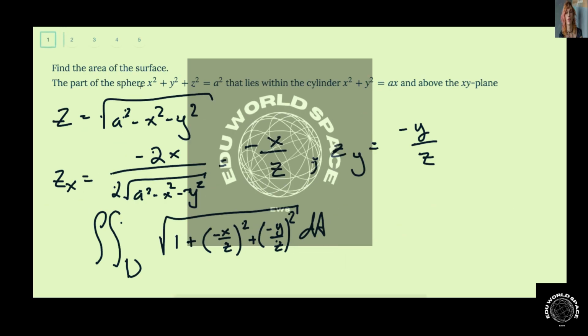All right, so we're looking at this sphere that lies within this little weird cylinder here. The first thing that we notice is we can write the sphere as such. After that, we're going to have to plug this into the surface area formula down here. So we're going to need Zx and Zy.